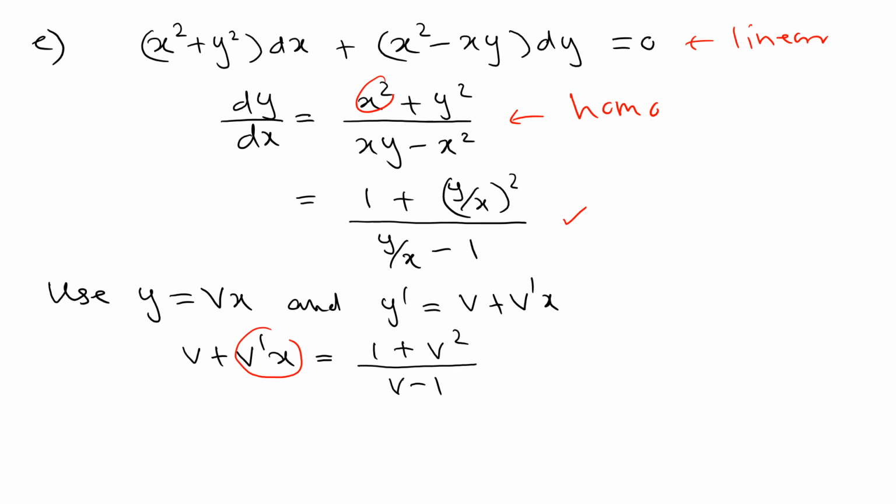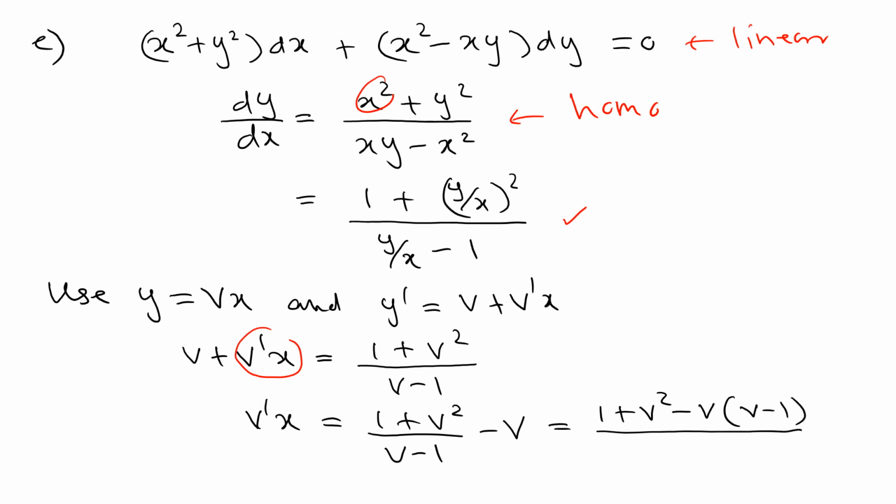That means v prime x equals 1 plus v squared over v minus 1, minus v, and then we take the common denominator. When you do that, you get 1 plus v squared minus v times the other factor, divided by v minus 1. Now when you distribute, you get negative v squared, and that gets cancelled with the v squared term, and you also get plus v. So you finally get here v plus 1 over v minus 1.